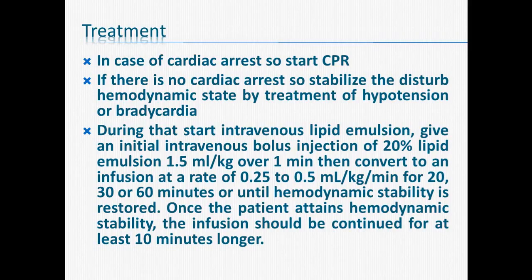Give an initial intravenous bolus injection of 20% lipid emulsion, 1.5 ml per kg over 1 minute, then convert to an infusion at a rate of 0.25 to 0.5 ml per kg per minute for 20, 30, or 60 minutes, or until hemodynamic stability is restored. Once the patient attains hemodynamic stability, the infusion should be continued for at least 10 minutes longer.